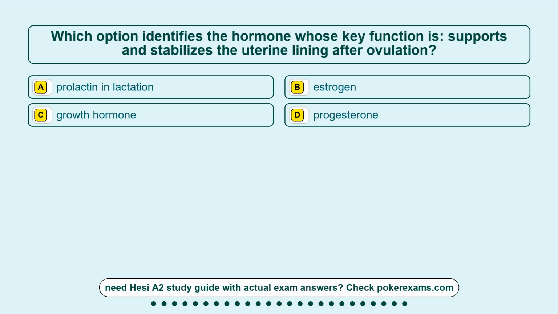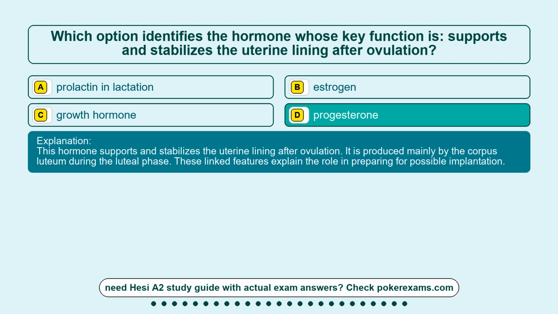Question 21. Which option identifies the hormone whose key function is, supports and stabilizes the uterine lining after ovulation? Option A, prolactin in lactation. Option B, estrogen. Option C, growth hormone. Option D, progesterone. The correct answer is option D, progesterone.